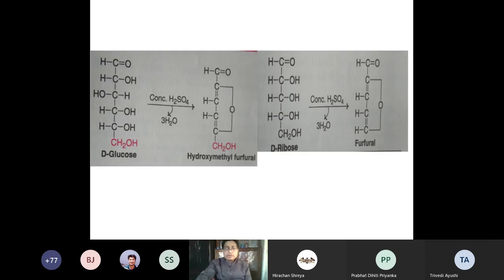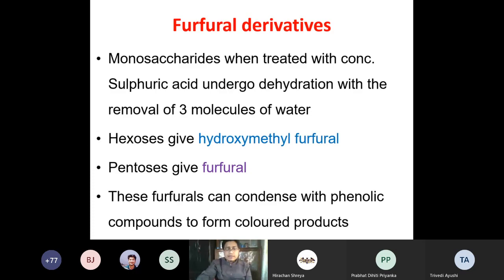Formation of furfuryl derivatives. Now you can see glucose resulting in hydroxymethyl furfural and ribose resulting in the formation of furfural. That means hexoses will form hydroxymethyl furfural, but pentoses will form furfural derivatives. But in both cases, these furfural derivatives will condense with phenolic compounds to form colored products. And this characteristic is applied for the general test for carbohydrates. Later on, we'll be doing it in our practicals too. This is the Molisch test. This is the principle of the Molisch test.